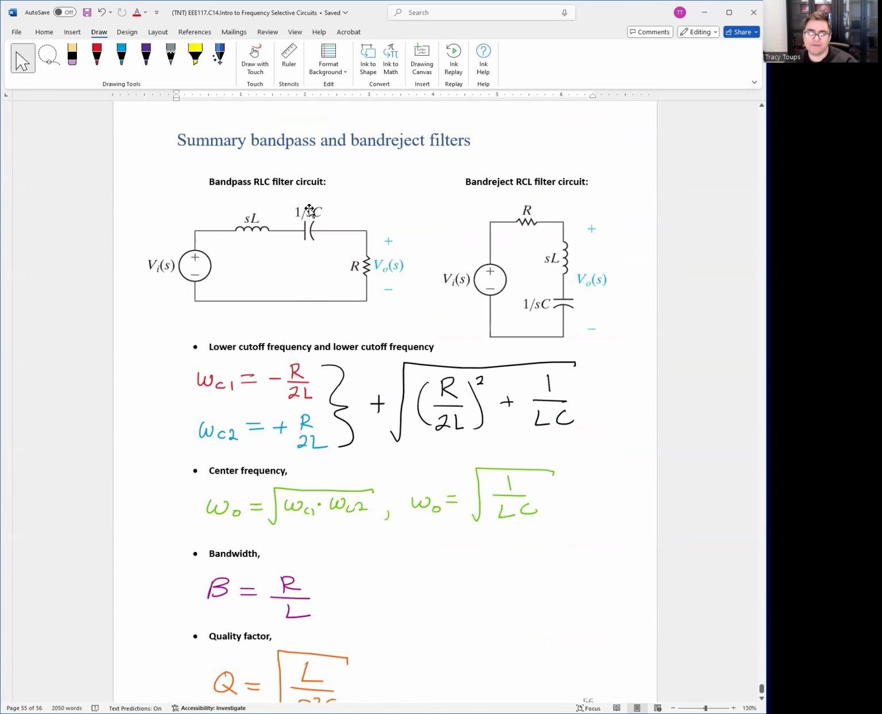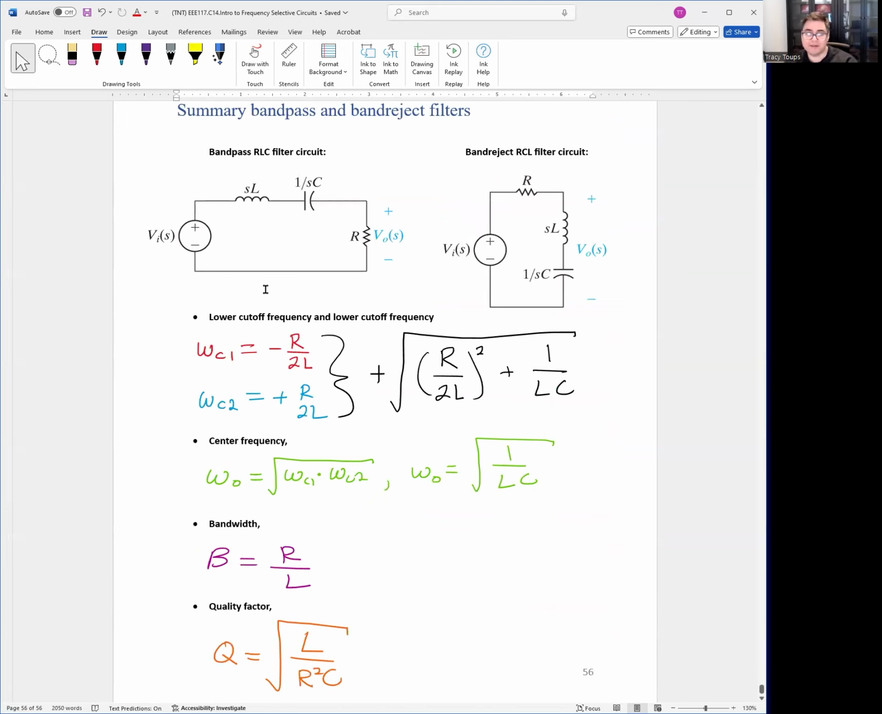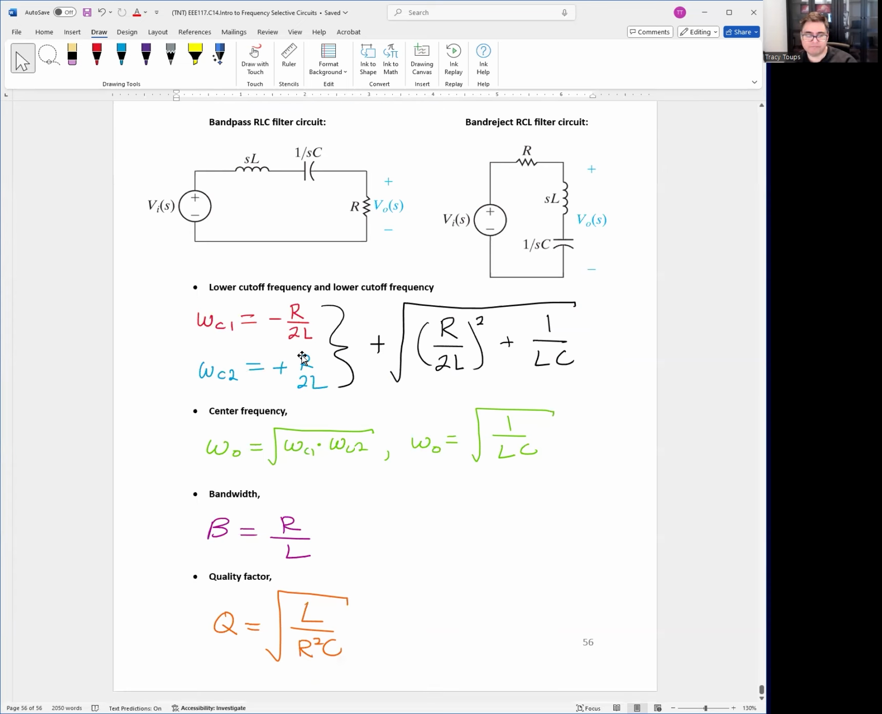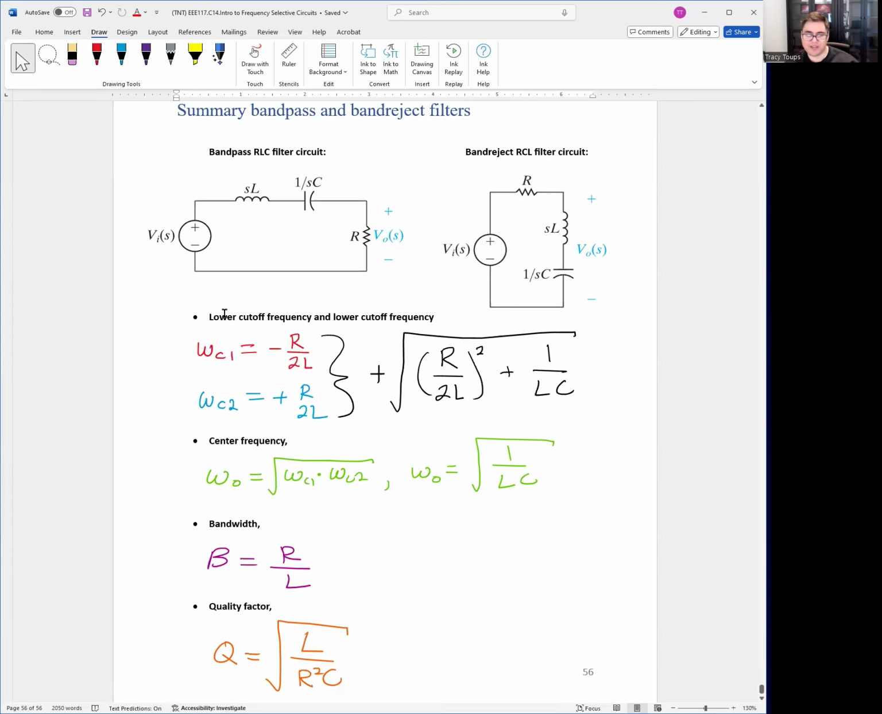So here's a summary of bandpass and band reject filters side by side. Remember, a bandpass filter is the same RLC circuit except the output voltage is across the resistor. For the band reject filter, it's the same circuit except the voltage is across the capacitor and inductor. It can't be one or the other, it has to be both. Because it is the same circuit, all of your calculations and design parameters are the same. So lower cutoff frequency and upper cutoff frequency you can calculate if you have R, L, and C. You get the center point frequency, bandwidth, and quality factor.